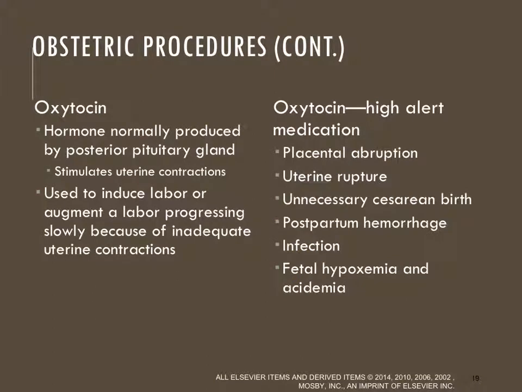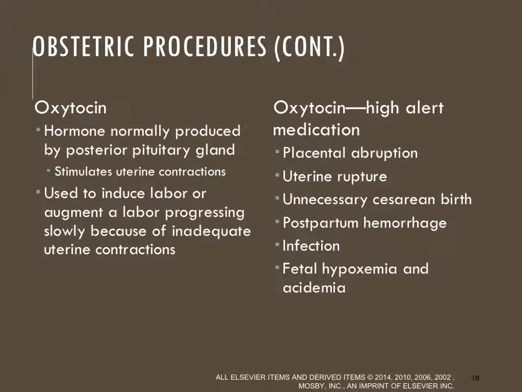Oxytocin. Oxytocin is one of those medications that is very important to the mother-baby world. It's that hormone that is produced by the posterior pituitary gland. It stimulates uterine contractions. It's used to induce labor and augment labor progression. Oxytocin is now a high alert medication. The other thing oxytocin is very important for, not only for the labor process, but it also stimulates the milk letdown reflex in the postpartum period.